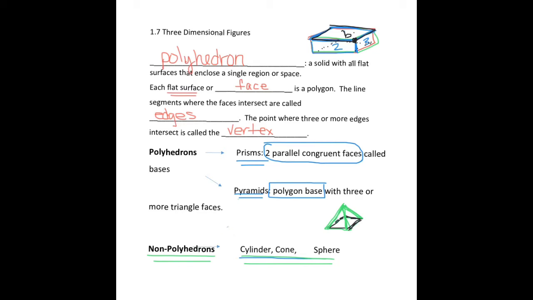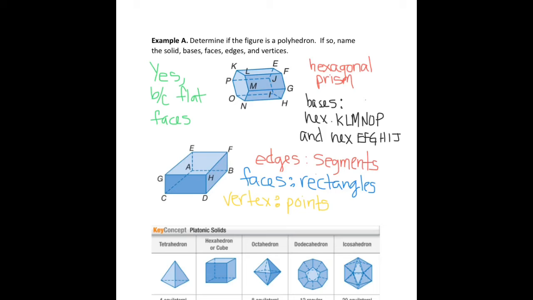So when we're talking about solids, these are 3-dimensional figures. There are some solids that are not polyhedra, like cylinders, cones, and spheres. They're still solids. They're just not polyhedra because they do not have flat faces. Their surfaces are curved. So that's why they are not polyhedra, okay? All right, so let's talk about naming them.